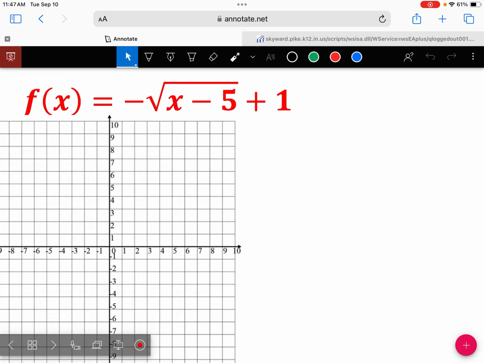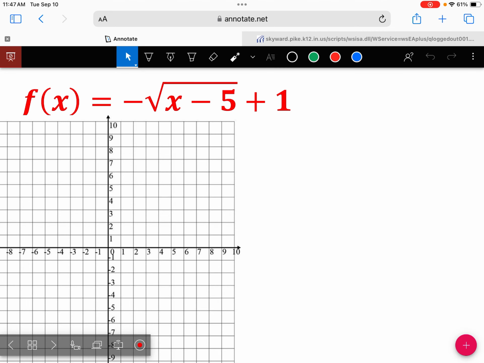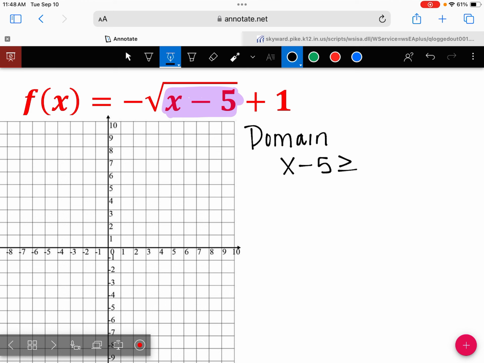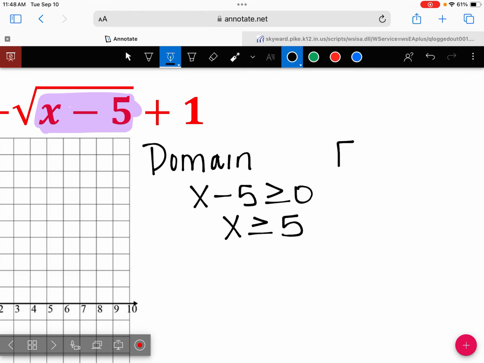The domain. So again, you're only focusing on what's under the square root. That's just this part. Only this part. Because it's under a square root, your domain, x minus 5 has to be greater than or equal to 0, which means x has to be greater than or equal to 5. So in interval notation, my domain would be 5 to infinity.